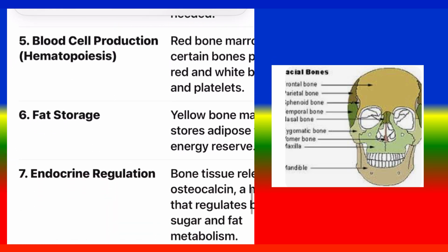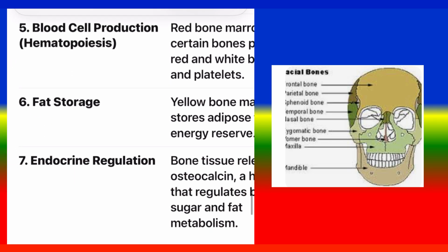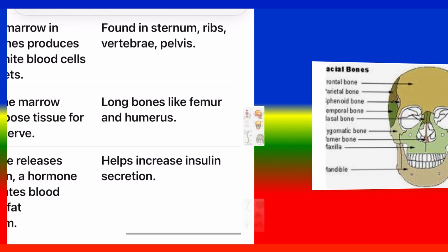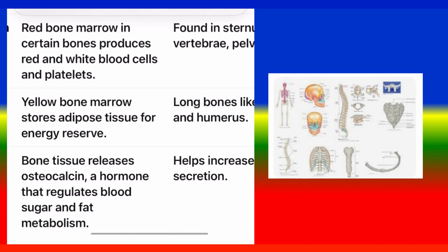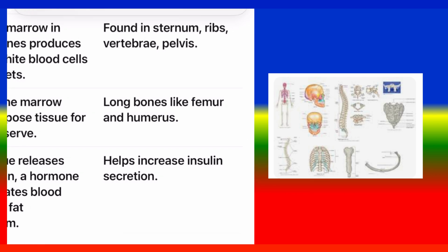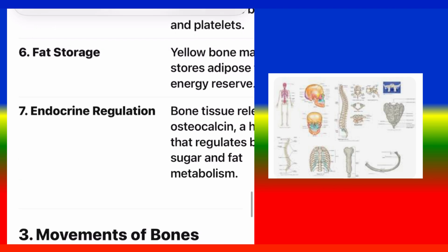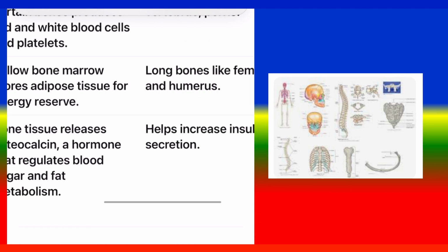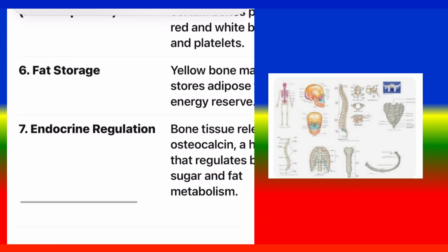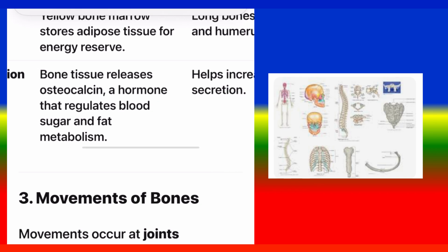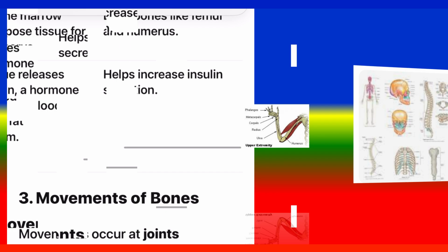5. Blood cell production, hematopoiesis. Red bone marrow in certain bones produces red and white blood cells and platelets, found in sternum, ribs, vertebrae, pelvis. 6. Fat storage. Yellow bone marrow stores adipose tissue for energy reserve. Long bones like femur and humerus. 7. Endocrine regulation. Bone tissue releases osteocalcin, a hormone that regulates blood sugar and fat metabolism, and helps increase insulin secretion.